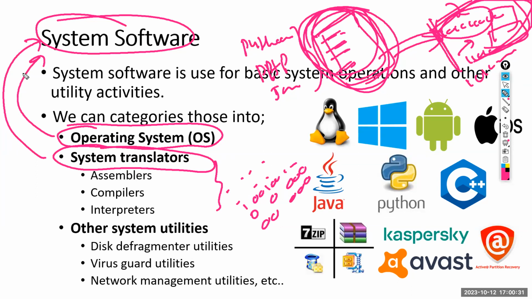Right. So the third category under system software is other system utilities. Now you look at the word utility. You try to understand, right? Remember, the more you understand, the less you have to remember, and the happier you are. So that is what we need.